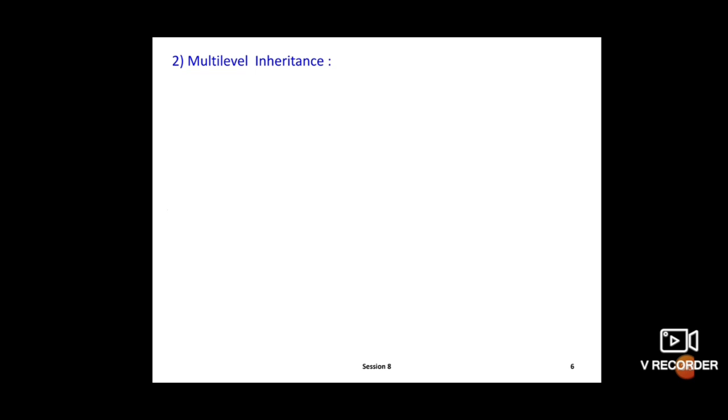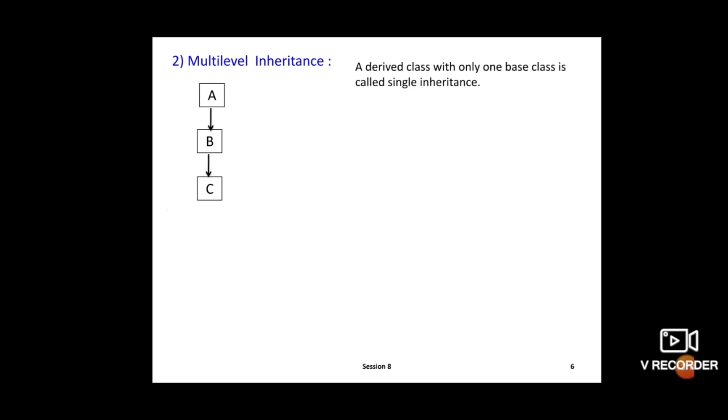In multi-level inheritance, a derived class with only one base class is called single inheritance. Sorry students, don't write this statement, it is a copy of the same statement for single inheritance. So here, in multi-level inheritance, first see it diagrammatically, then you will understand very well. First A, then B, then C. A is the base class, B is the derived one class, C is the derived two class.